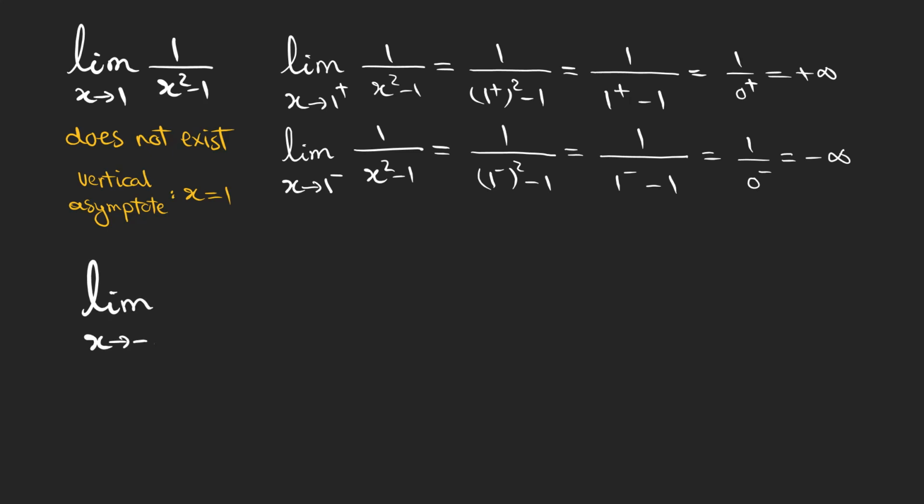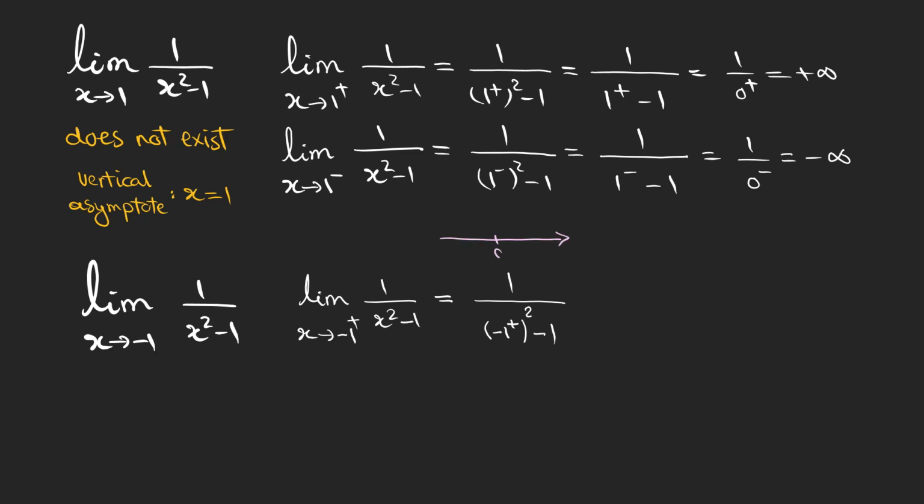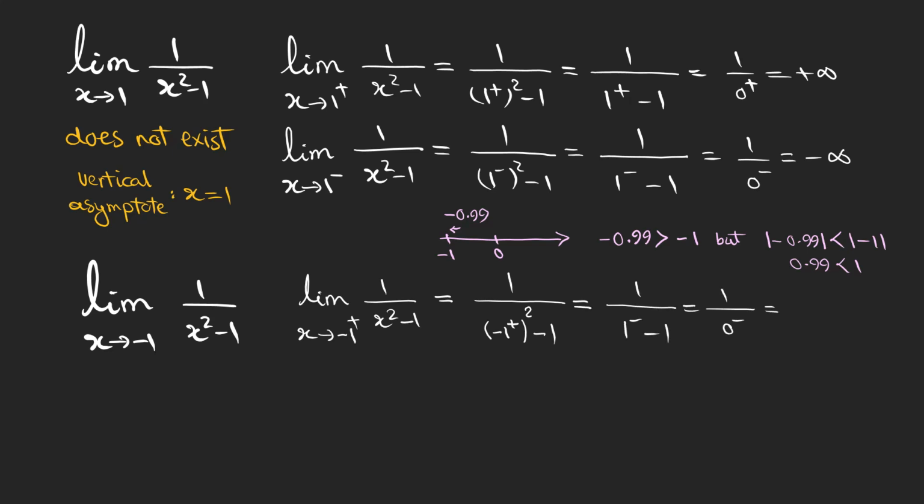You might also be curious to find this limit because it's another point that takes the function to infinity. So let's check it. This is the right-hand limit, and we need to pay attention to minus 1 positive in the denominator. As you can see in this picture, as we approach minus 1 from the right, we are dealing with a number like minus 0.99, whose absolute value is smaller than the absolute value of minus 1, and also its square is smaller than the square of minus 1. So at this point, x squared is smaller than 1, and the limit goes to minus infinity.